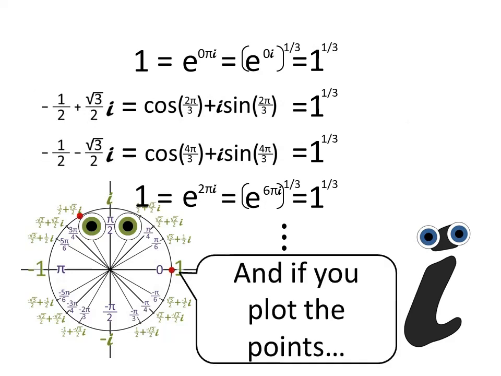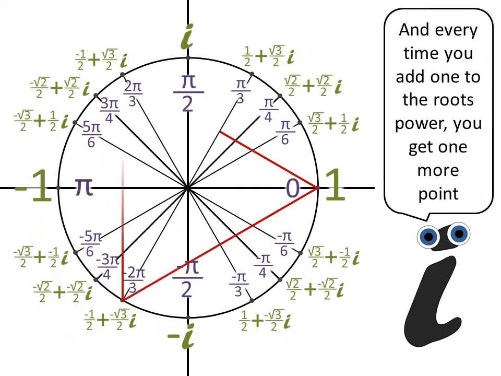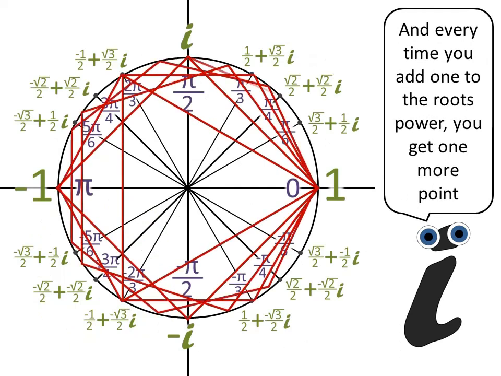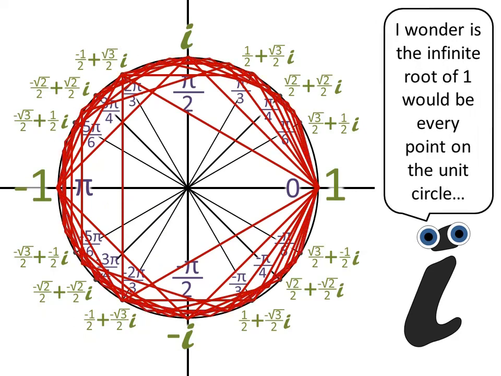And if you plot the points, every time you add 1 to the root's power, you get 1 more point. I wonder if the infinite root of 1 would be every point on the unit circle.